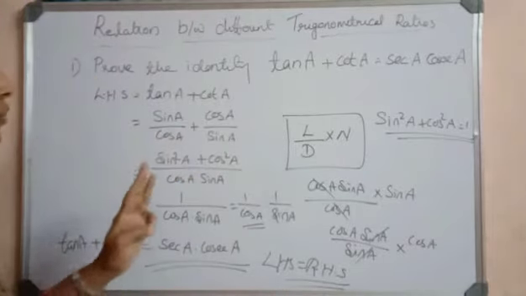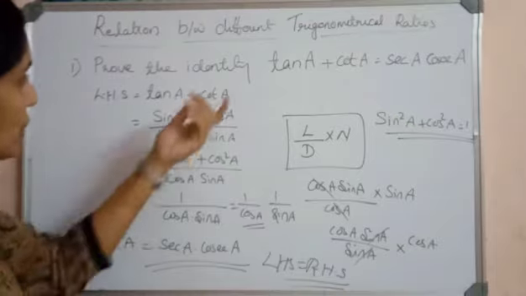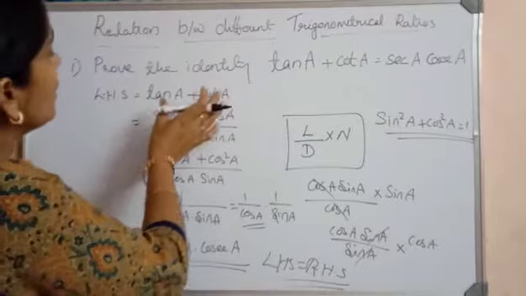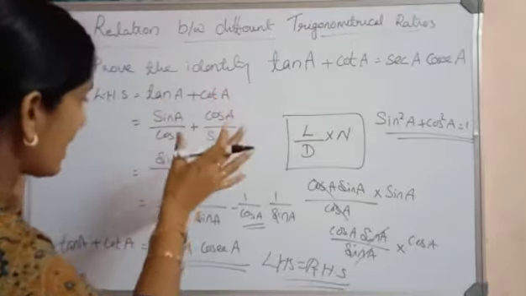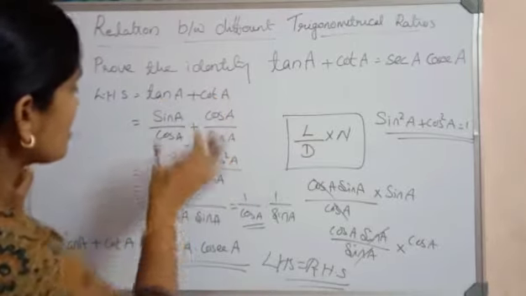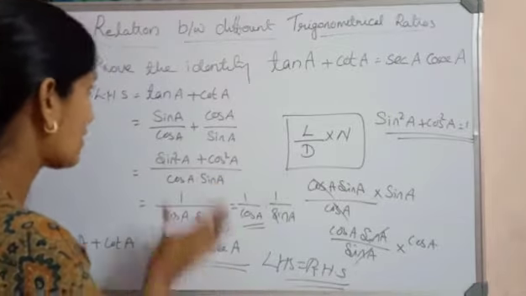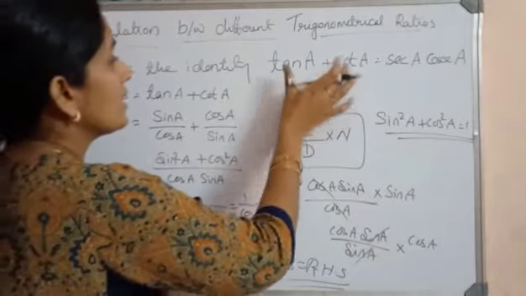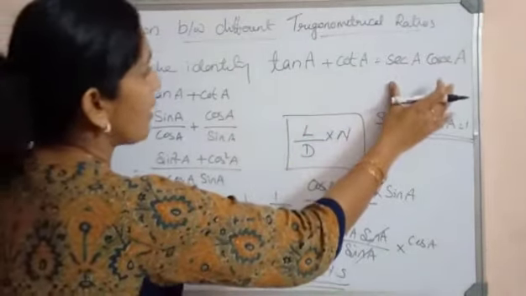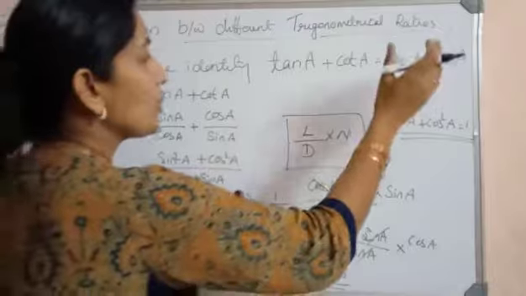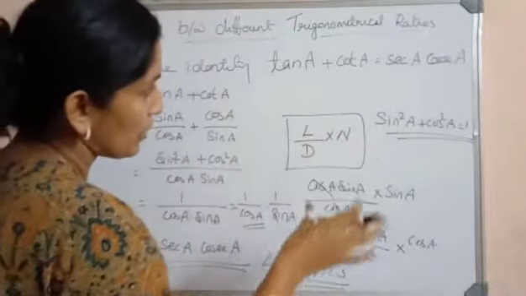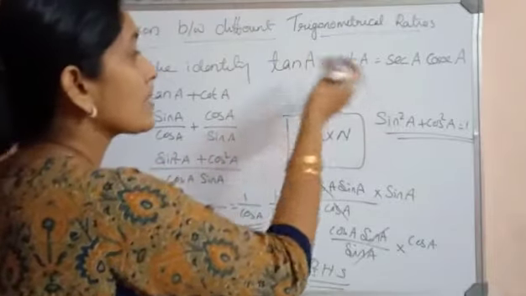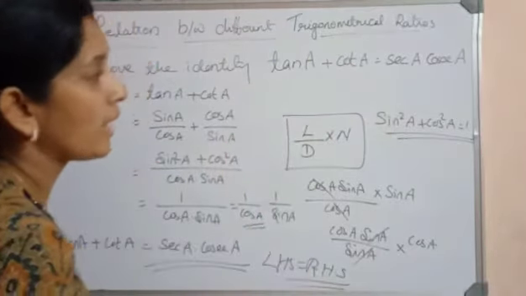So you need to remember three things. The first one: whenever you get any identity, start with your LHS, use your trigonometrical identities or relations, simplify and reach your RHS. This is the first way of proving an identity. Or you can start with your RHS, use your trigonometrical relations and reach the LHS. This is the second method of proving an identity.